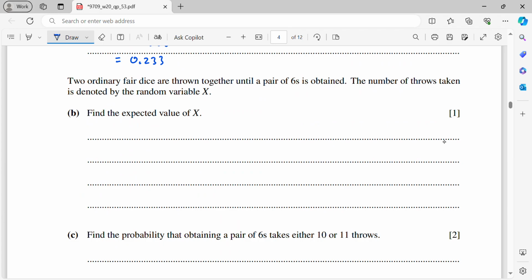Okay, now two ordinary fair dice are thrown together until a pair of 6 is obtained. The number of throws taken is denoted by x. Find the expected value of x. Alright, so now if you need to get both 6, 6 and 6, that means it will be 1 over 6 for the first die and 1 over 6 for the second die. So here becomes 1 over 36. That means my p is 1 over 36.